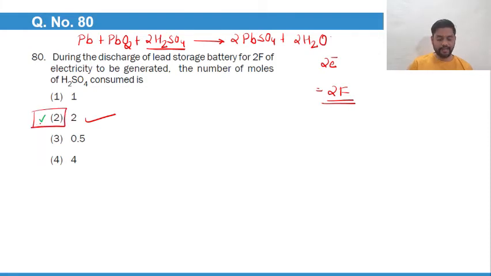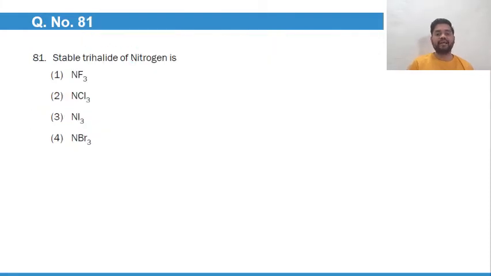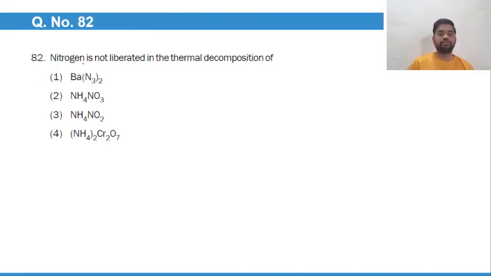81. Stable trihalide of nitrogen is. You should know this thing. Only NF3 is a stable halide of nitrogen. Rest all are explosive. So 81, option number 1 will be the right answer. 82. Nitrogen is not liberated in the thermal decomposition of ammonium nitrate because it will give you N2O, which is a laughing gas. Okay, so I'll go with option number 2. 82, option number 2.